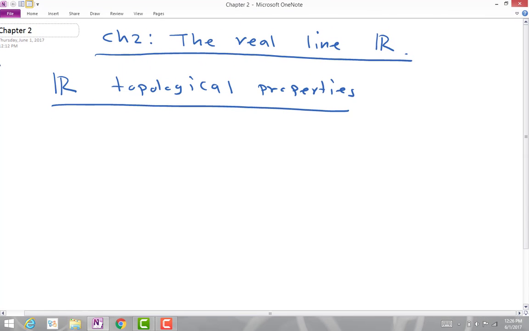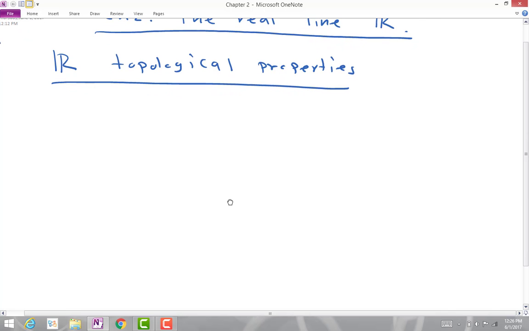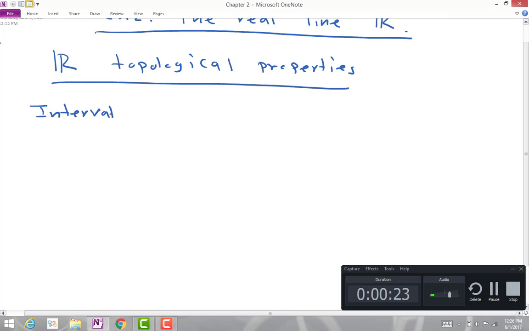In this chapter, we will study the topological properties of the real line. And then in the next chapter, we will extend these ideas to metric spaces and then to topological spaces. First, we'll talk about the basic idea of an interval.